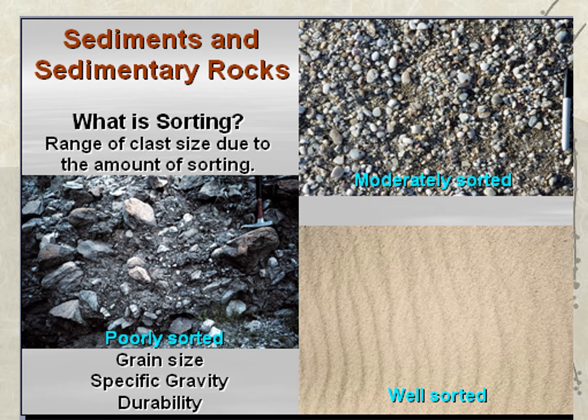Okay, sorting. Here are some neat images on sorting. So in the bottom right, that is sand. Notice the ripple marks. And that is well sorted sand. Okay, on the left, that is very poorly sorted. That is glacial till. You have things there of all different sizes mixed together. Notice there's somebody's rock hammer in the photo. Why is the rock hammer there? For scale, of course. And in the top right is moderately sorted.